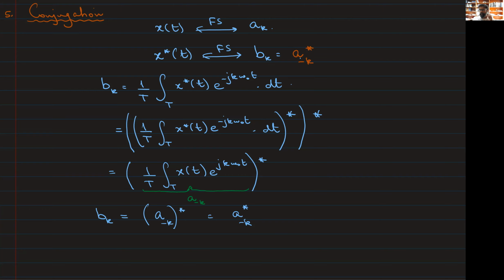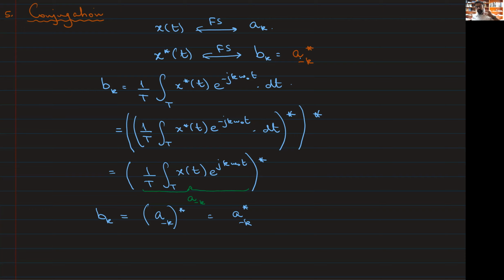Okay? So when you take the conjugation in the time domain, what happens in the Fourier domain? There are two things that go on. First, there's a flipping of the Fourier series coefficients around k equals 0, just like time reversal. And then on top of that, there is conjugation as well. Okay, so that's a key result that we've derived.